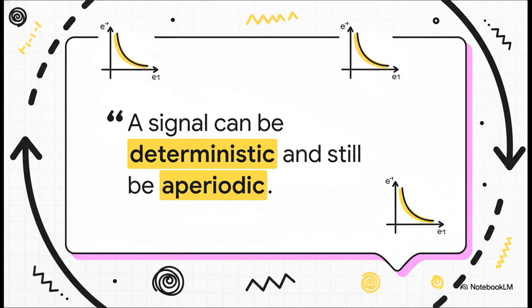Let's think back to that decaying exponential signal. Does it ever repeat? No, so it's aperiodic. But can we predict its value at any time? Absolutely, we have the exact formula. That makes it completely deterministic. See, aperiodicity is about repetition and randomness is about predictability. They're two totally different ideas.